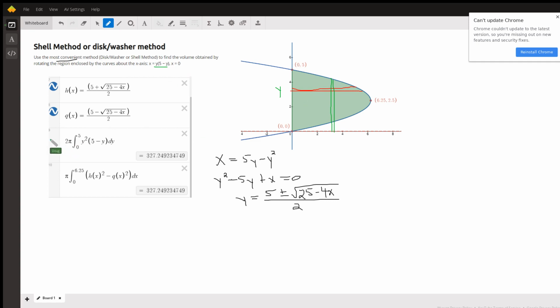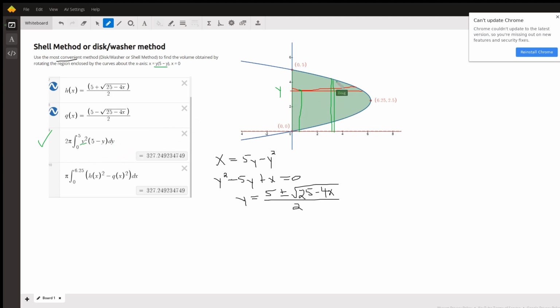So there's the setup of the definite integral using the shell method, where we're multiplying the height of the shell by the average radius, which is the distance from the axis of revolution to the center of a shell, which is why we get y squared here.